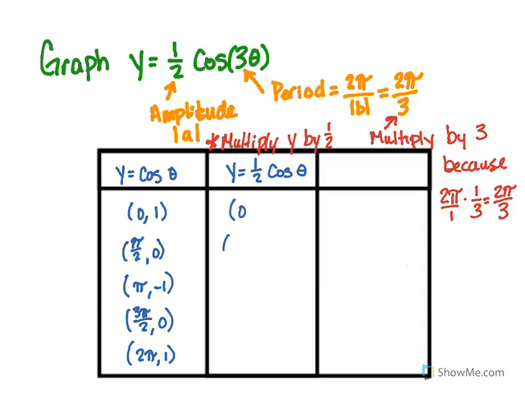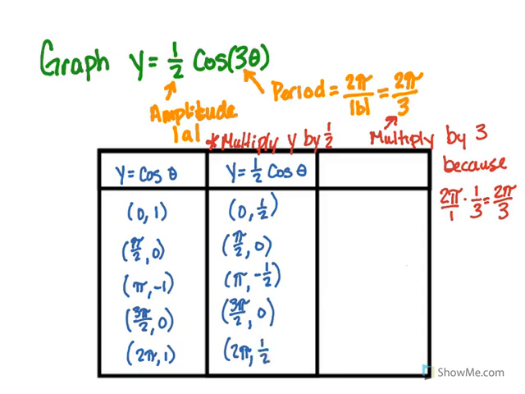So we're still going to have 0. We're still going to have pi over 2. We're still going to have pi. We will still have 3 pi over 2. And we will still have 2 pi. However, 1 times 1/2 is 1/2. 0 times 1/2 is 0. Negative 1 times 1/2 is negative 1/2. And 0 times 1/2 is still 0. 1 times 1/2 is 1/2. So we've accounted in for our amplitude on all of these now.